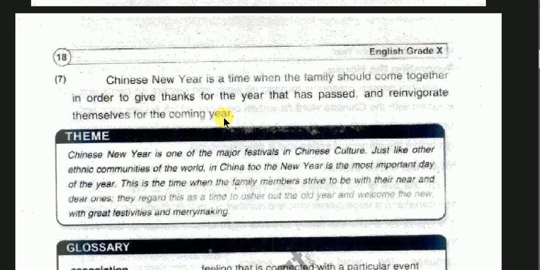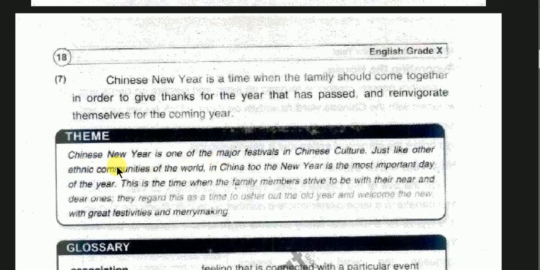They give thanks for the year that has passed and reinvigorate themselves for the coming year. To reinvigorate means to give life, to give strength, to give power, to refresh themselves for the new year. Okay, and this is the end of this lesson.